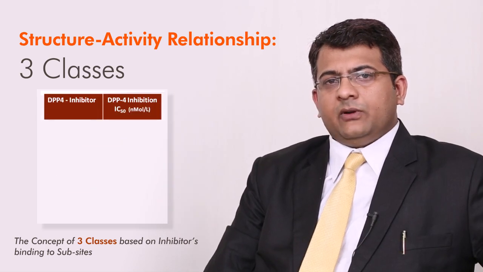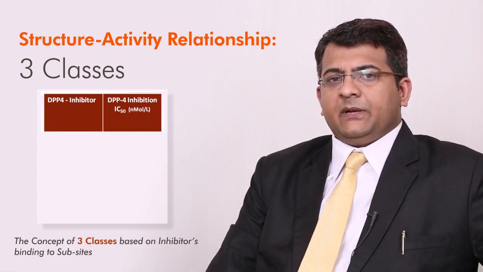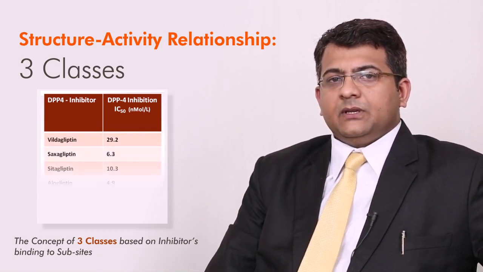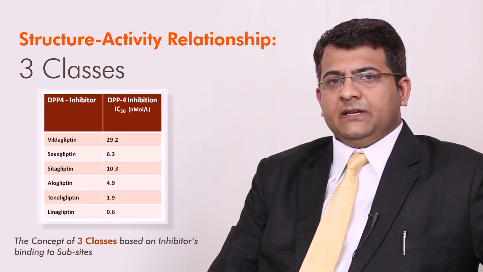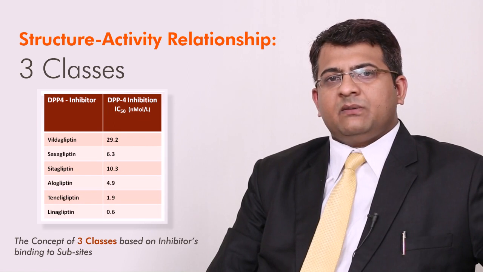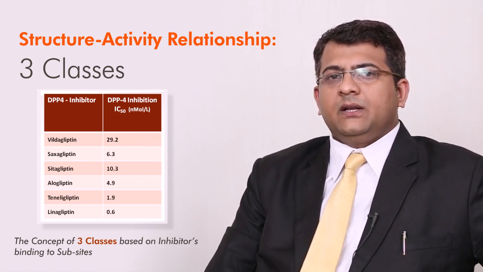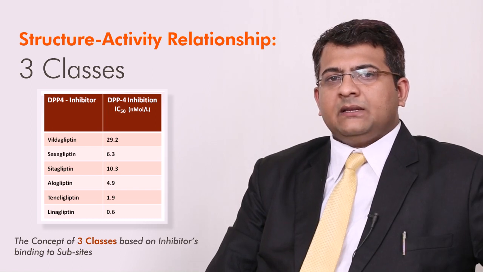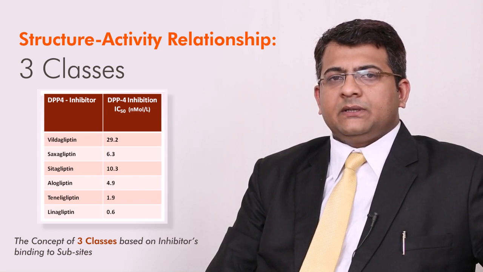Each molecule will have a different IC50 value, that is the inhibitory concentration required to inhibit 50% of the enzyme. Vildagliptin requires the maximum amount of drug, whereas linagliptin and teneligliptin require the least amount of drug to inhibit 50% of the enzyme. In short, vilda will be considered the least potent, whereas linagliptin and teneligliptin are the most potent DPP-4 inhibitors. So this potency will help us to decide the dosing of the molecule.